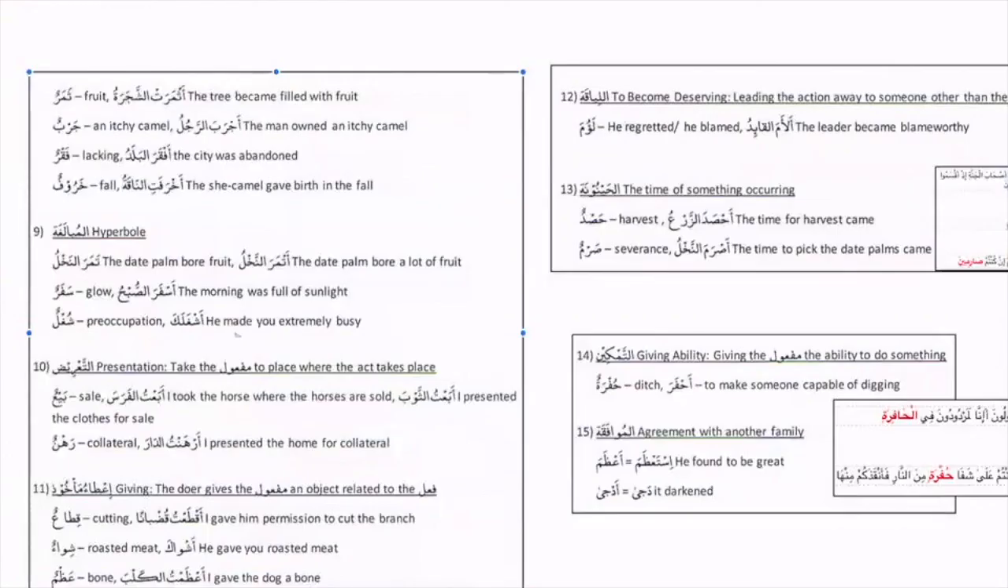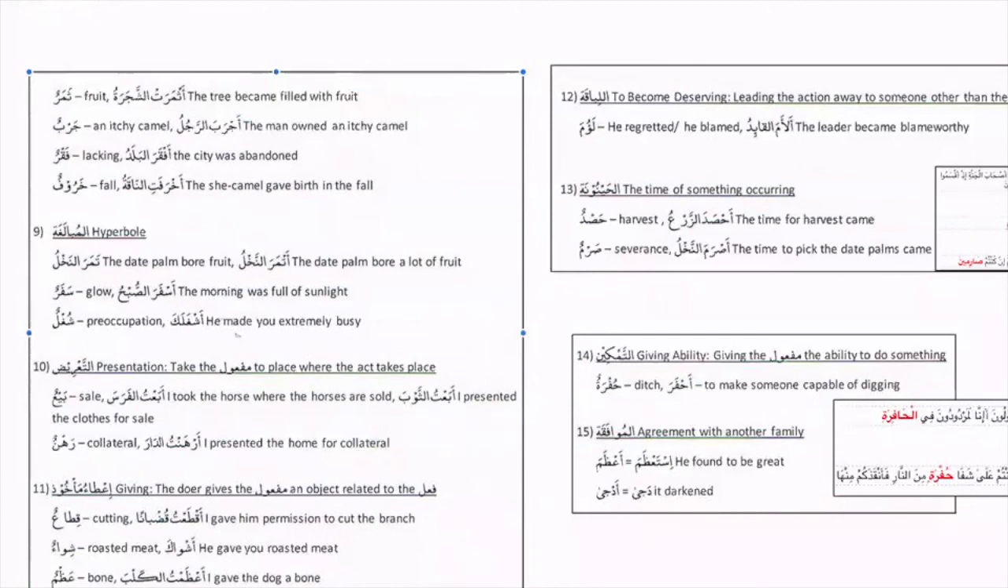Okay, so we were on the presentation. Rahnun means collateral. We know this word, Rahan rakhna koi cheez, right? So when we are, as a guarantee, keeping something with someone because we need something from them, right? So this is rahan, collateral. So when I say in family 4, arhantu al-dar, it means I presented the home for collateral.